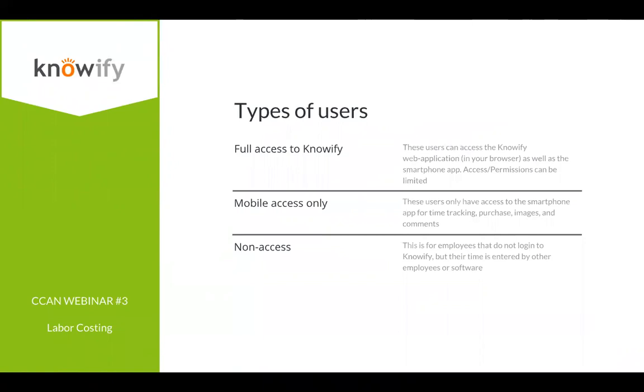The other type of user is going to be a mobile access only user. I'd also like to mention that the full access users automatically get mobile access, so you don't need to set them up as both if they're going to be in both web and the smartphone app. You just need to set them up as full access. That's actually why we specify mobile access only. These users can really only use our smartphone app, which is really made mostly for time tracking.